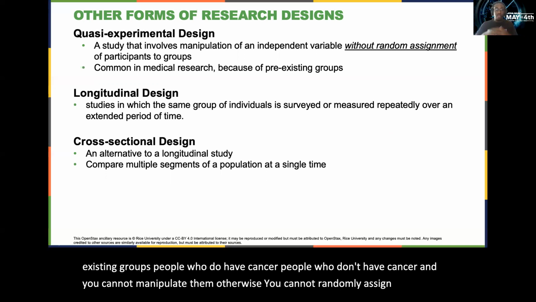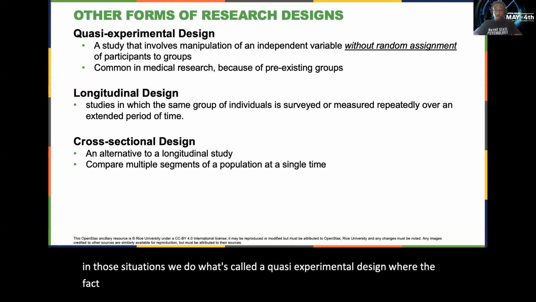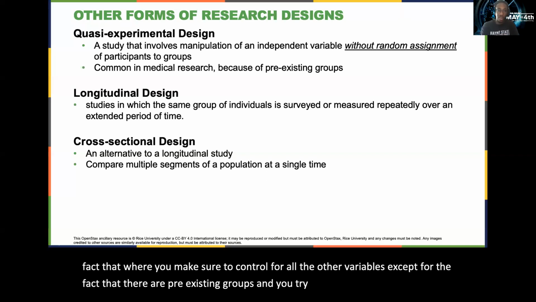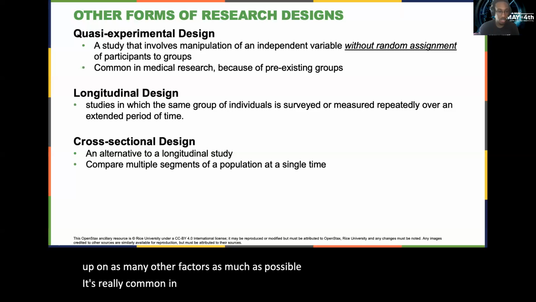And so in those situations, we do what's called a quasi-experimental design, where you make sure to control for all the other variables except for the fact that there are pre-existing groups, and you try to match them up on as many other factors as possible. It's really common in psychological and medical research.